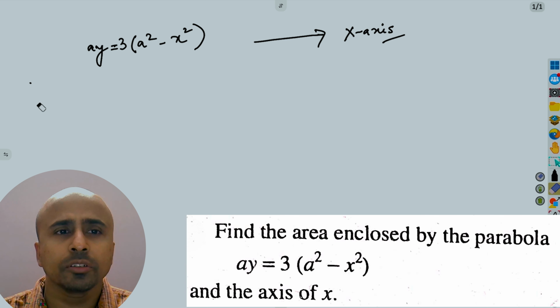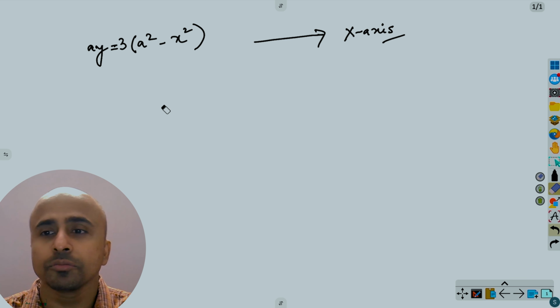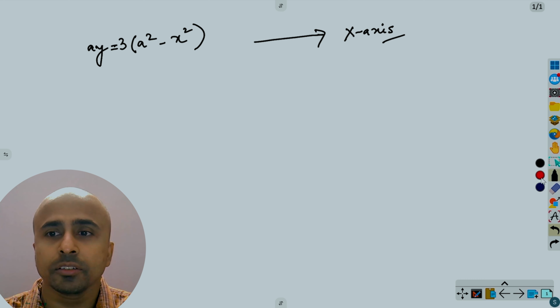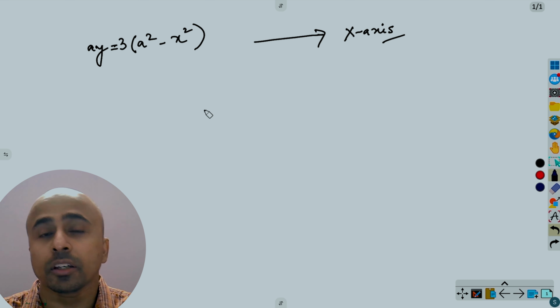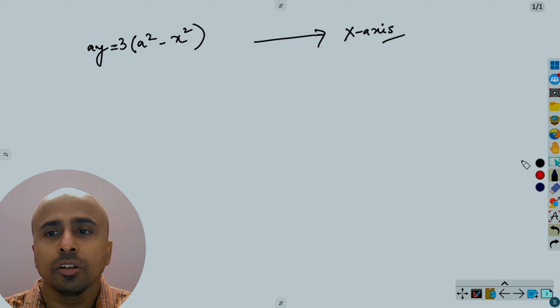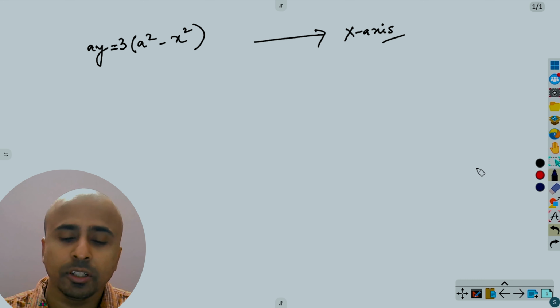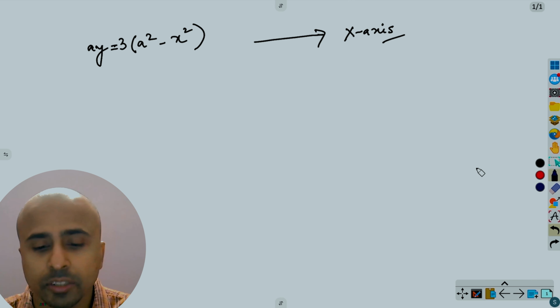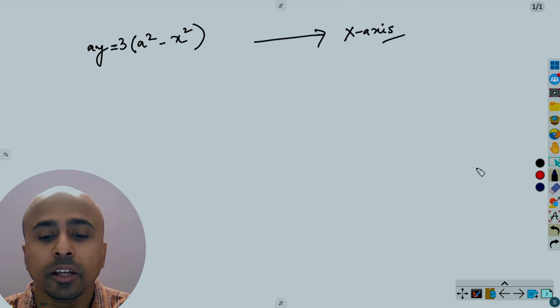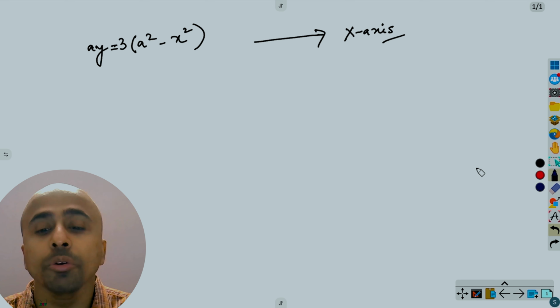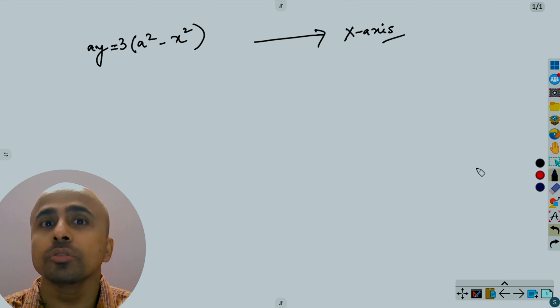I would suggest you better pause this video and start drawing the parabola in the graph. Okay, how does it look? So what is the procedure? Let's say, forget about the area. Let's say you are given this parabola to draw in a graph. Then how are you going to draw this? How does it look?